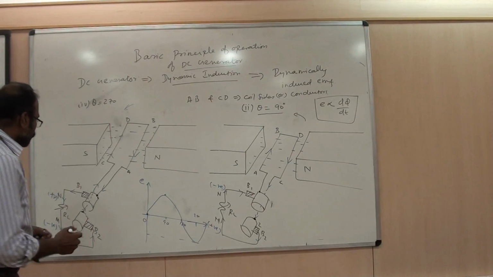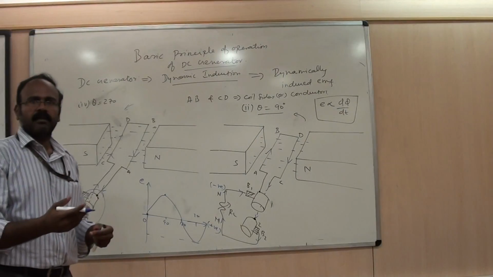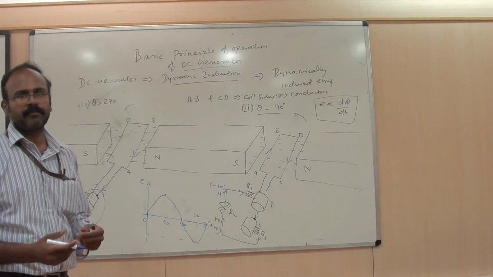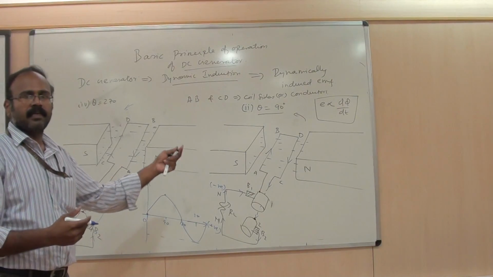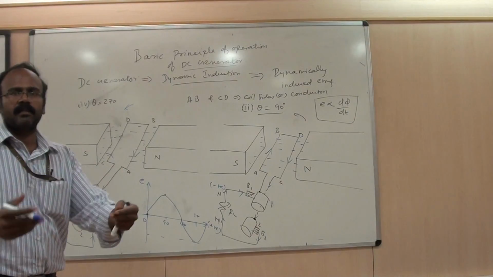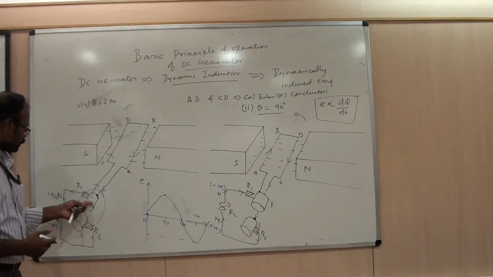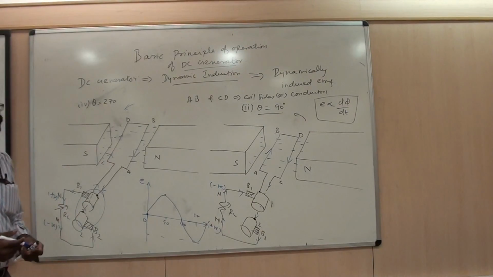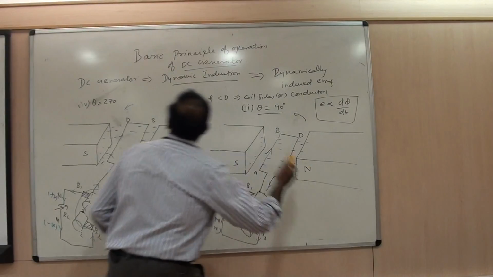For that, these slip rings should be replaced by another important device called split rings. We should use split rings in order to convert the AC induced EMF to DC, and we can apply that DC to the external load. So for that, we should replace the slip rings by the split rings. So what is that split ring?